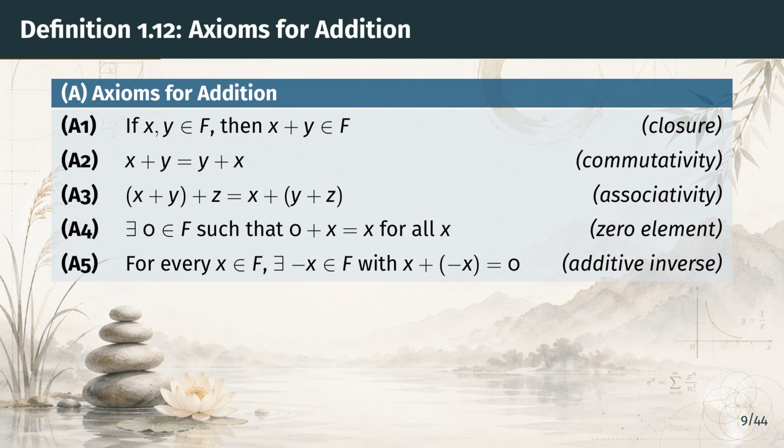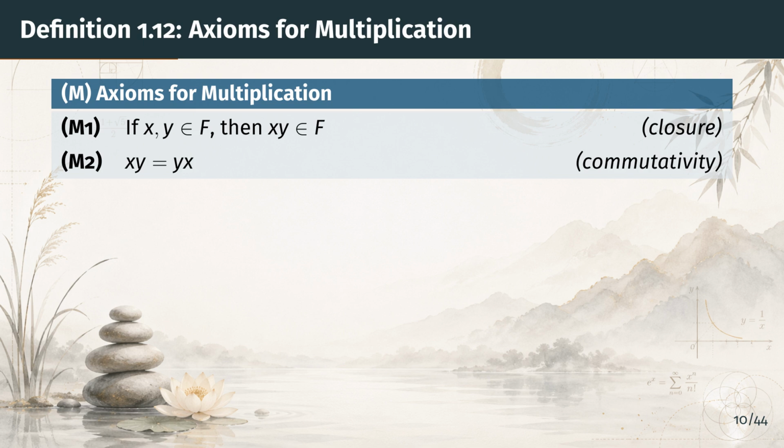Now let's see the multiplication axioms. The multiplication axioms mirror the addition axioms almost exactly. M1 says the product of two field elements is again in the field, and M2 says multiplication is commutative. So far, the pattern is the same as for addition. Let's see the remaining three.